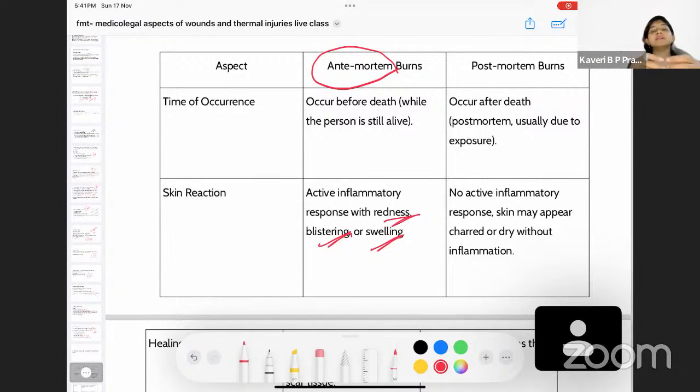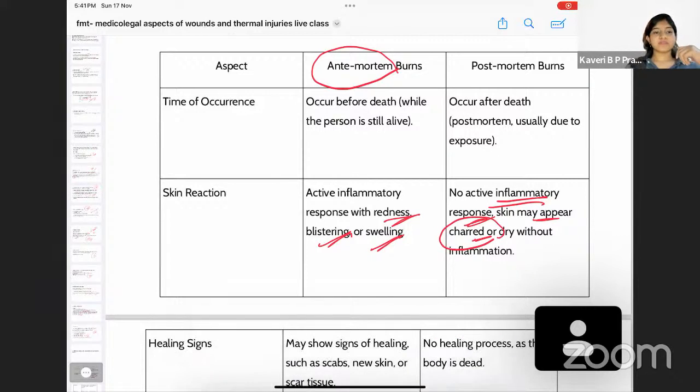Whenever the body, after the person has died, comes in contact with fire, there's exposure to fire. In such cases, a postmortem burn is seen, and here there won't be any inflammatory responses, because basically the metabolic activity of the body becomes zero. Skin may appear charred, that is, it is going to look black, dry, and there won't be any inflammation.